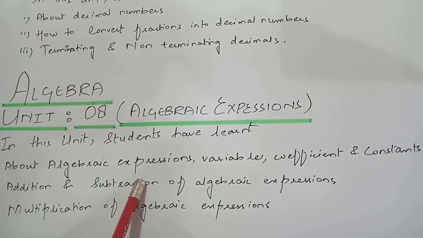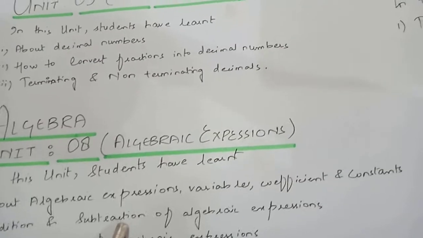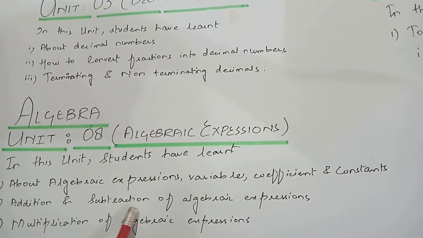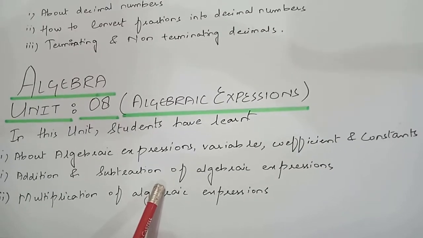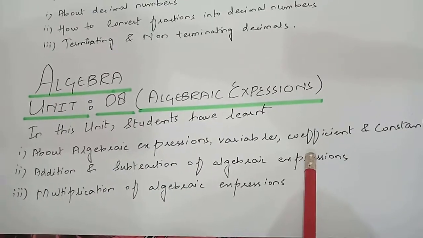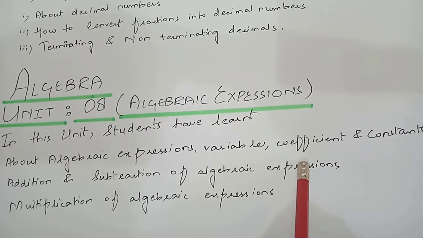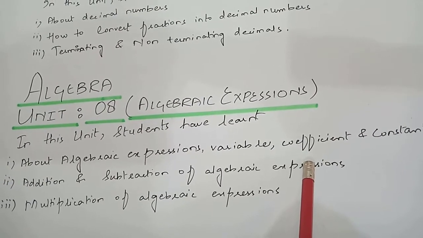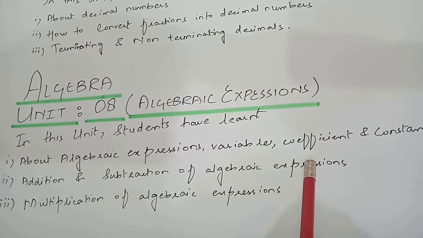Variables. A variable is an unknown number represented by a letter. Coefficient: a number that is placed before the variable is called the coefficient. For example, in 2y, 2 is the coefficient. It is also called the multiplying factor.